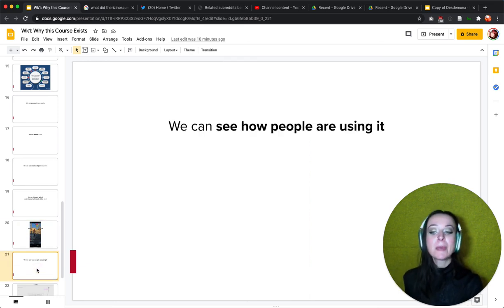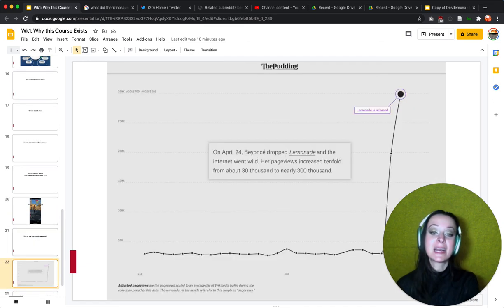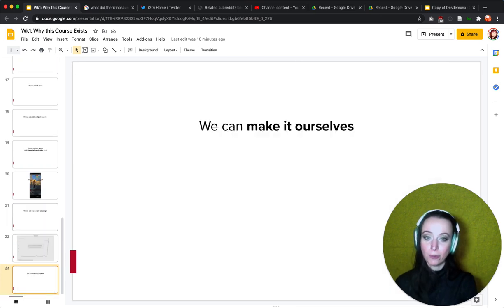We can see how people are using our digital media. So this is a cool visualization of Wikipedia, specifically looking at article views of Beyonce's Wikipedia page, and we can see trends and we can see how people are using it, and we can make connections. We start to understand not just how our digital media is being used, but what that might say about the society around it and the trends of the people who are using it.